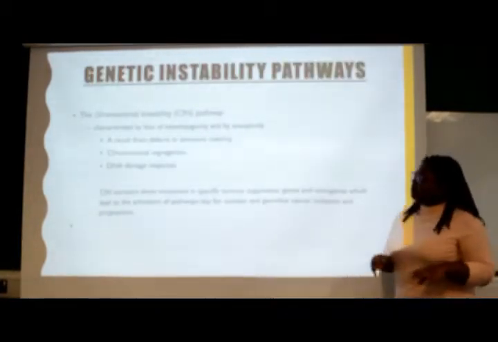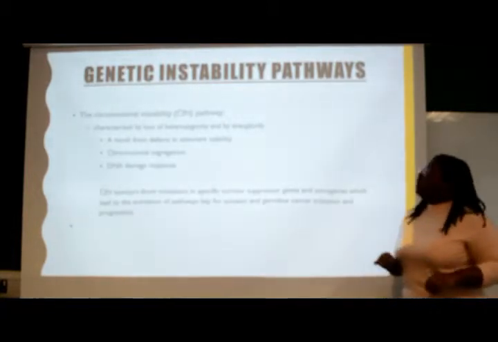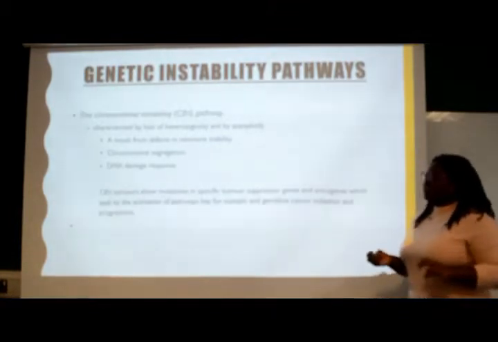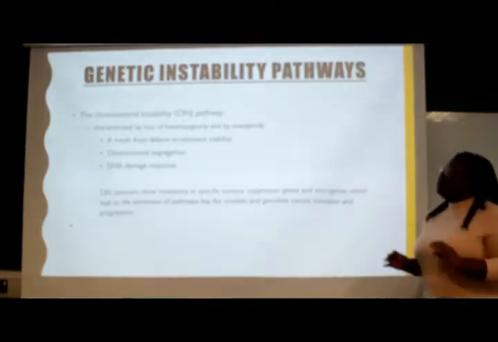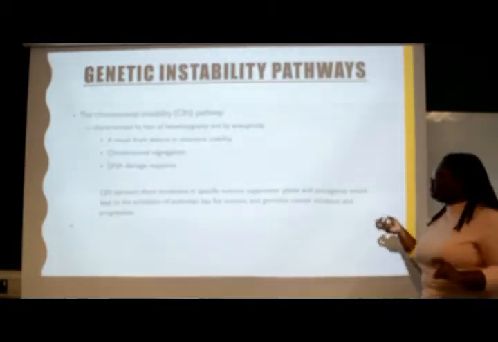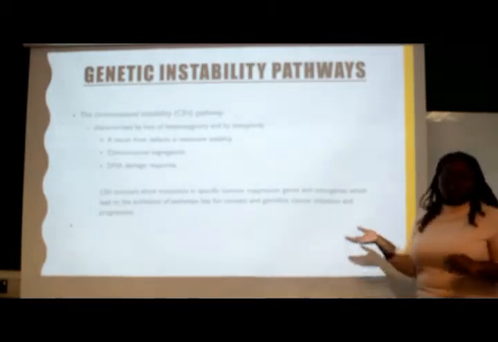Chromosomal instability pathway, which is characterized by loss of heterozygosity and aneuploidy. This results in defects in telomere stability, chromosomal segregation, and DNA damage response. Tumors arising from this specific pathway show mutations in specific tumor suppressor genes and oncogenes, which leads to the activation of pathways key for somatic and germline cancer initiation and progression.